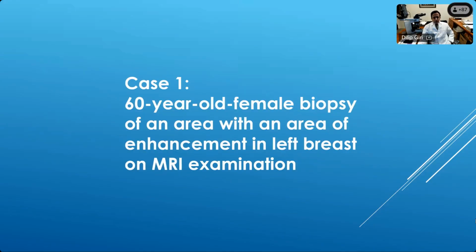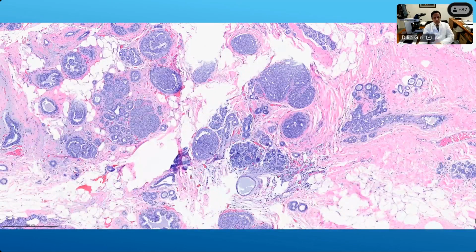So this is from a 60-year-old female. There was an area of enhancement on MRI, and a biopsy was done. So here is a low power view of what the biopsy core showed. Obviously we are seeing here multiple ducts, which are all packed with some cellular proliferation. And there is fibrostroma in the background. And then there are some small cystically dilated ductal spaces.